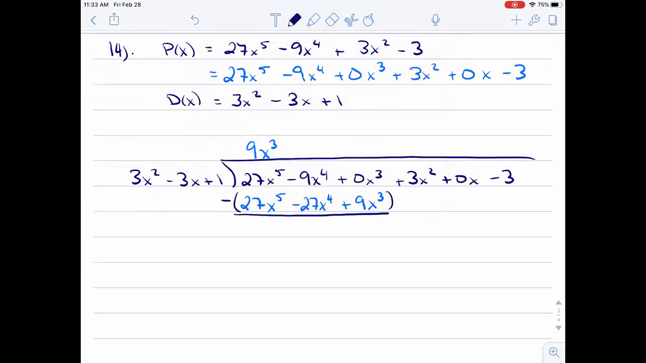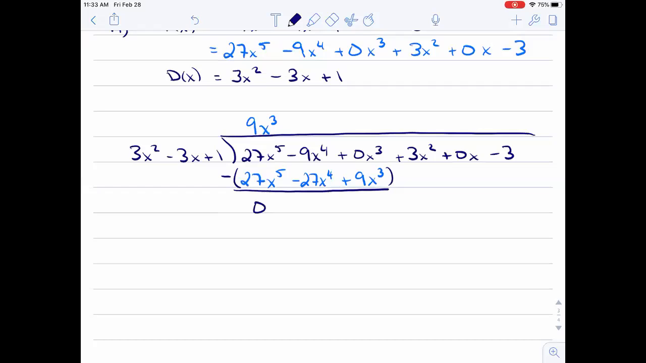Subtracting these, 0. Negative 9 plus 27 puts me at plus 18x to the 4. 0 minus 9, negative 9x to the power of 3.